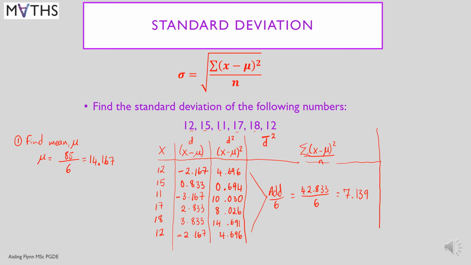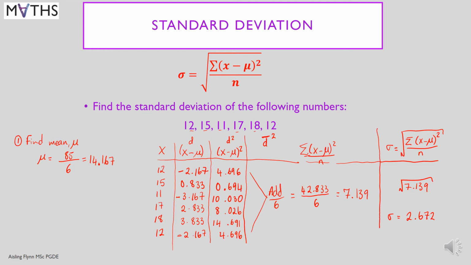And the last step now is to get the square root of all of that, because that was our formula. We've added them all together, all the differences that were squared, and we've divided them by 6, by how many. So we're going to get the square root of 7.139. Square root of 7.139, and I get my sigma equals, and again I'll round off, 2.672.